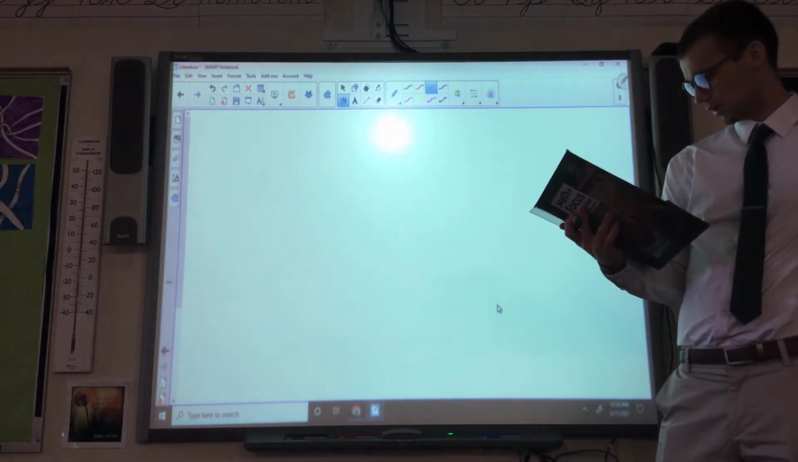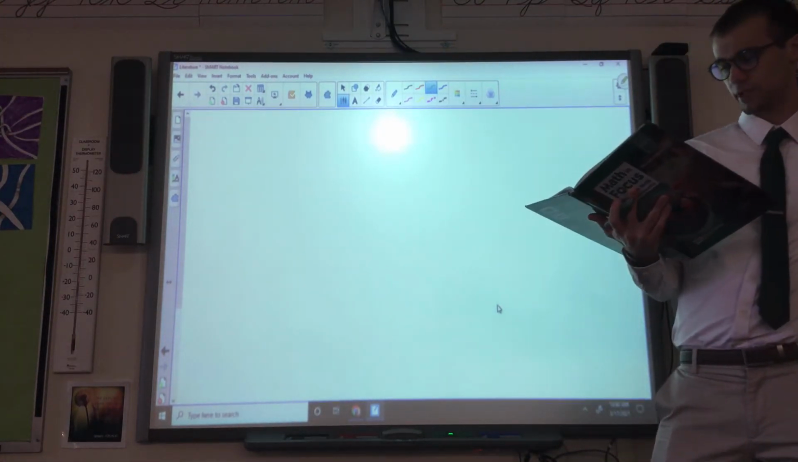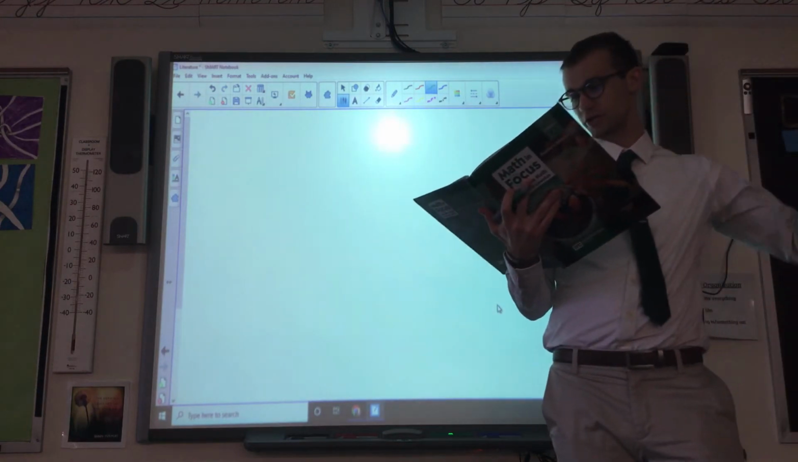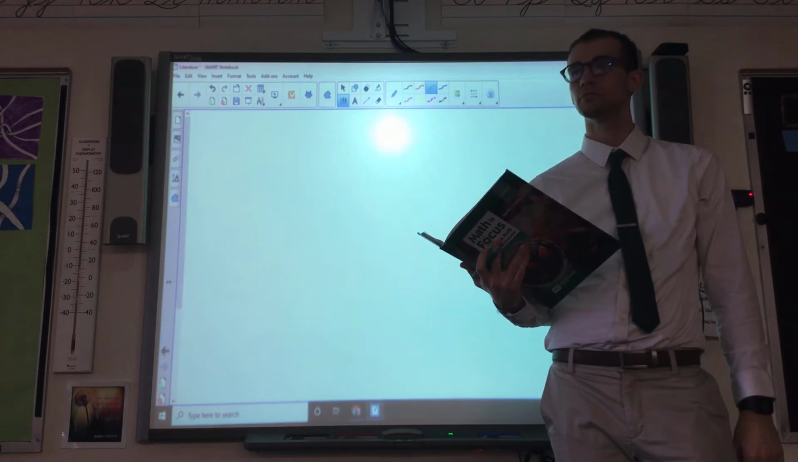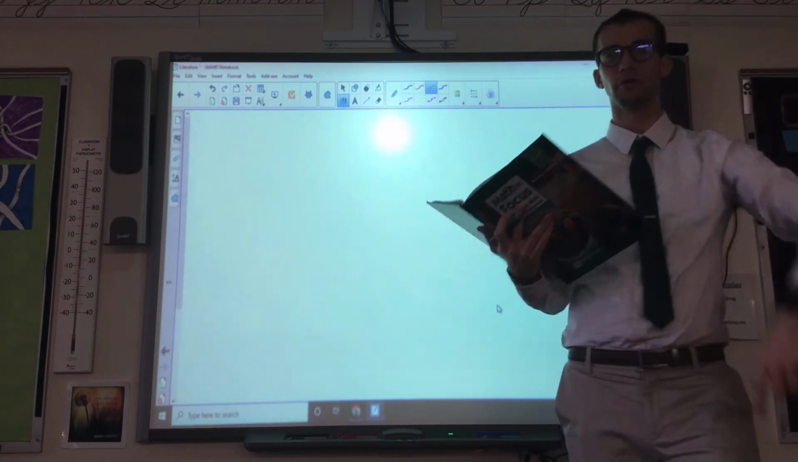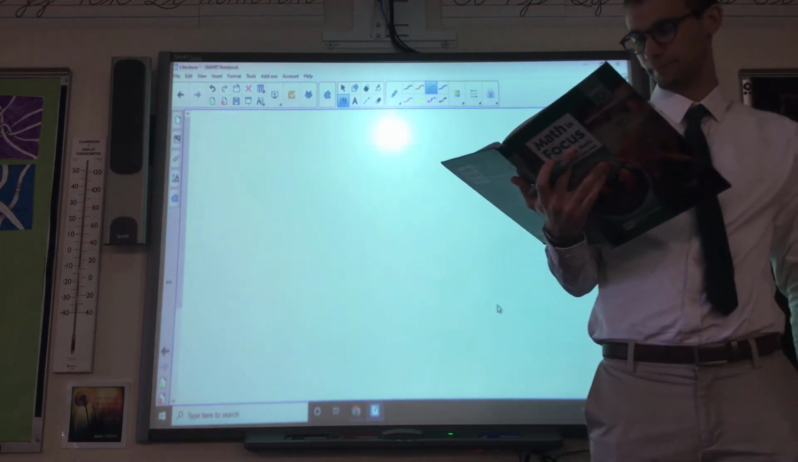Okay, can someone read the top of page 227, under solve algebraic inequalities using multiplication and division? Okay, you look like you want to read. Go for it.